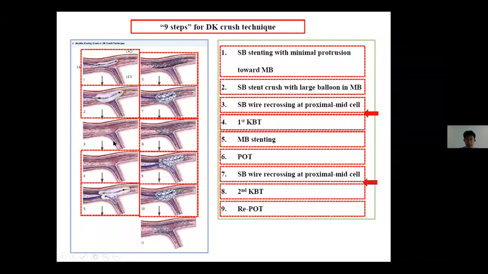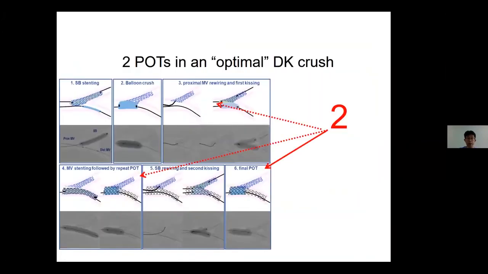And then first kissing balloon technique, and then main branch stenting. And side branch wire recrossing again at the proximal or mid-cell, and then kissing balloon technique again. This is the 9-step DK crush technique. So there are 2 kissing balloon steps in an optimal DK crush. The first kissing and the second kissing are part of DK crush.